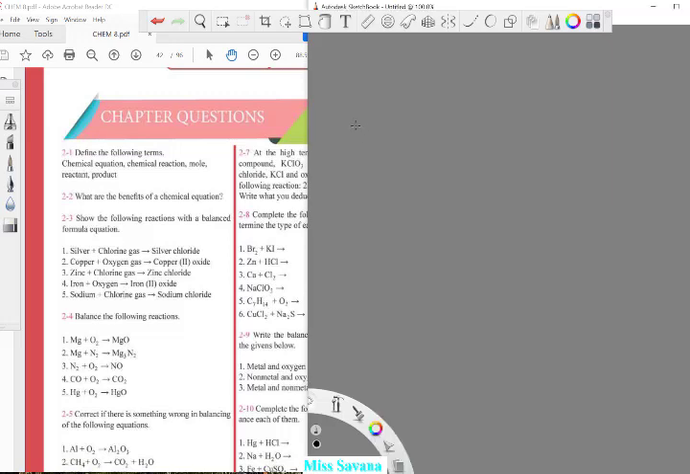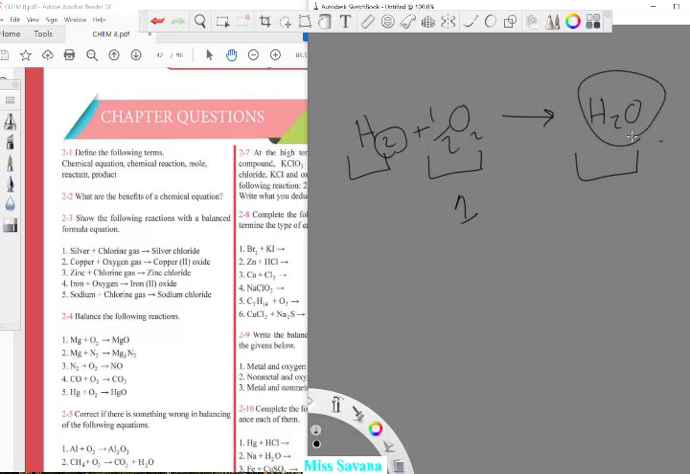For example, I have this chemical equation: H2 plus O2 equals H2O. Now, in this reaction, the identity is that hydrogen is reacting with oxygen to make H2O, water. The quantity is that I have 2 hydrogen atoms with 1 oxygen atom to form a compound called H2O, which is the water that has hydrogen 2 and oxygen 1.